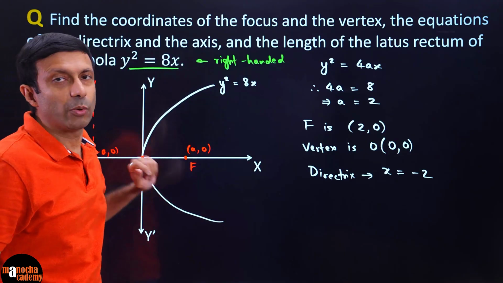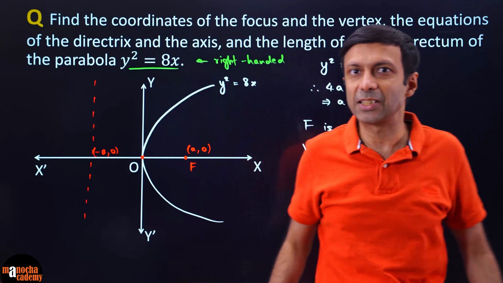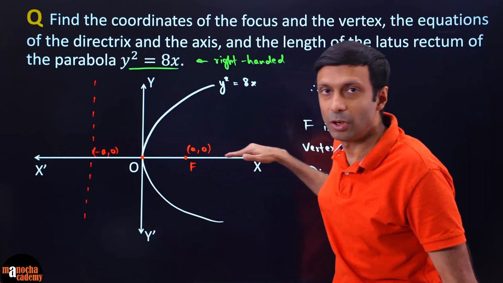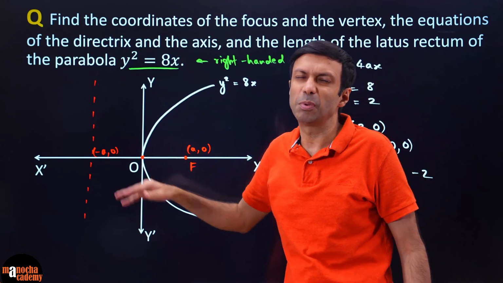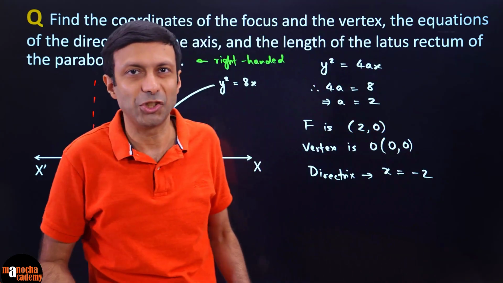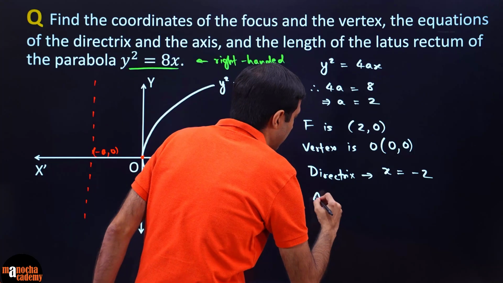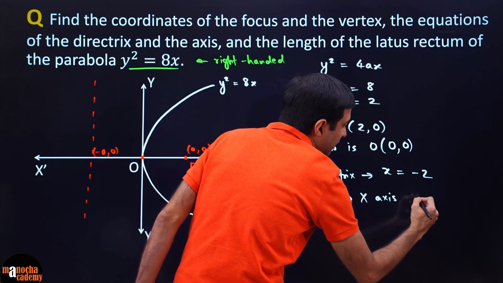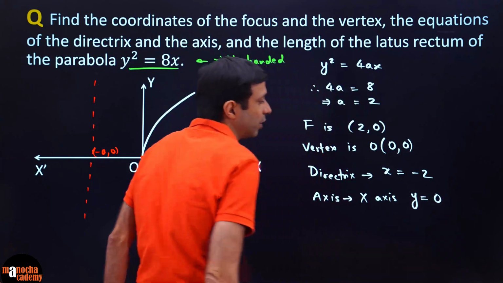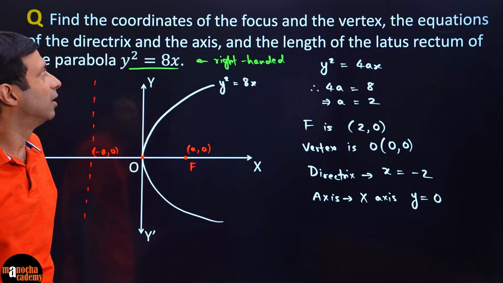Next, we need to find the equation of the axis. Axis means the axis of symmetry, which divides the parabola, right? Like this. So this is the axis of symmetry. It's clearly the x-axis, but they've made it difficult. They're saying equation, right? So we can say the axis is basically your x-axis, and the equation of the x-axis is y equal to 0, right? That's the equation.